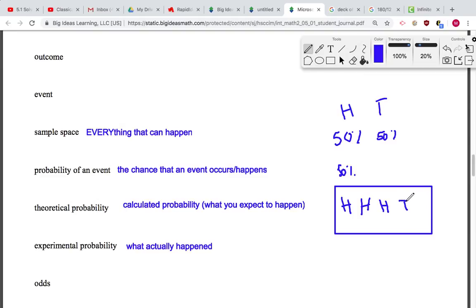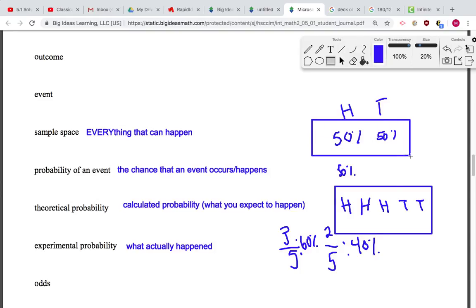Okay, well, if we have 2 tails, then the experimental probability, or what actually happened, is that the heads came up 3 times out of 5 flips, and the tails came up 2 times out of 5 flips. And this is 60%, and this is 40%. But you guys know that in theory, it's still only a 50% chance. This experimental probability is what actually happened, right? So there's your one example of experimental versus theoretical.